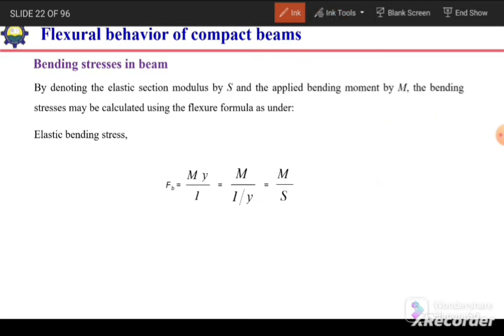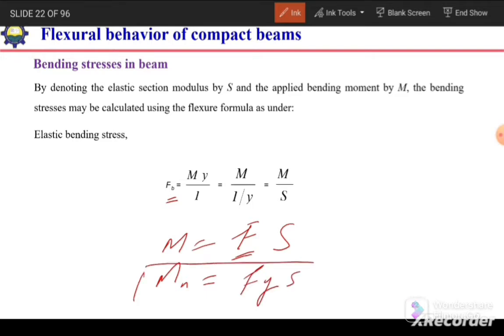Okay, so we can write the capacity of the section from this equation. This is the value of stress that is produced in the member when it is subjected to bending moment. And if we know the stress value and we want to calculate the capacity, we can rearrange this equation like this: M is equal to Fs. And if the stress is at the stage of yielding, we can write that the capacity Mn is equal to Fy S. So in this manner we can calculate the bending capacity of the section by using this elastic bending stress theory.